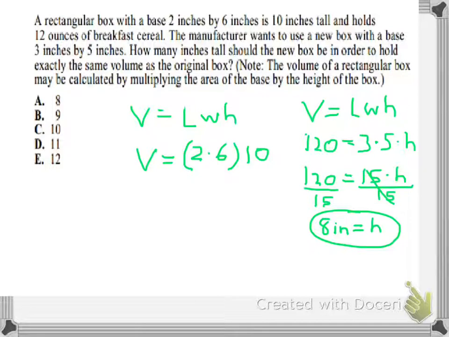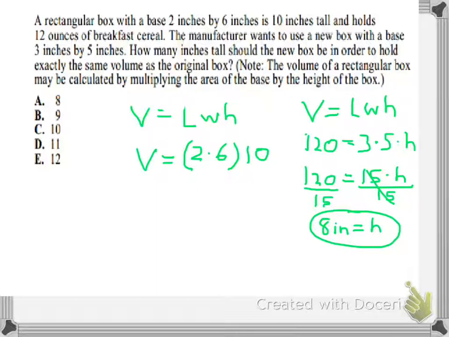Okay, so here we have a word problem. A rectangular box with a base 2 inches by 6 inches is 10 inches tall and holds 12 ounces of breakfast cereal. The manufacturer wants to use a new box with a base 3 inches by 5 inches. How many inches tall should the new box be in order to hold exactly the same volume as the original box? Note, the volume of a rectangular box may be calculated by multiplying the area of the base by the height of the box, which you already know.